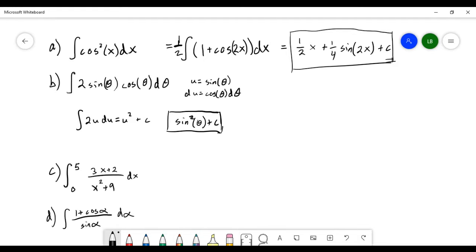Another way we could solve it is there's another trig identity that says that 2 sine theta cosine theta is equal to sine 2 theta.